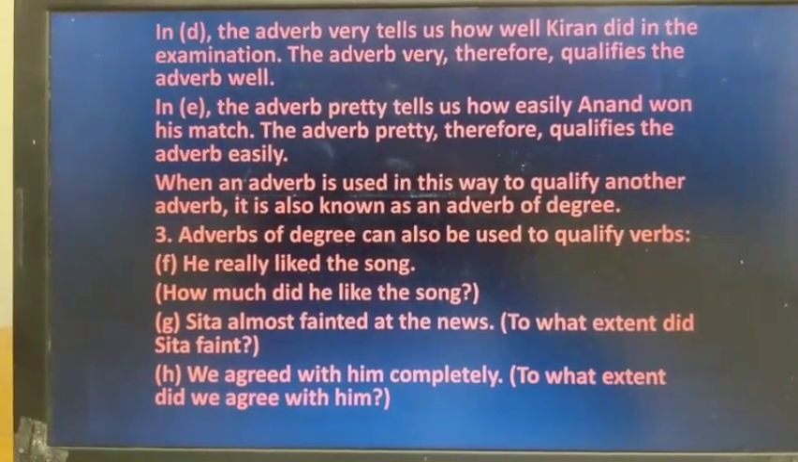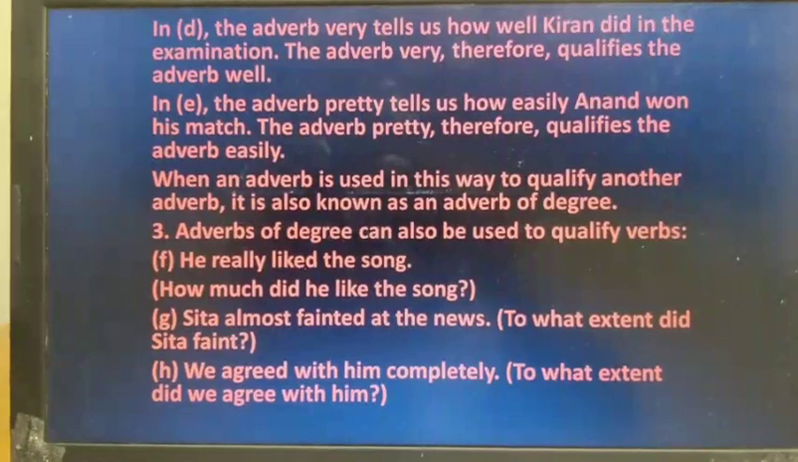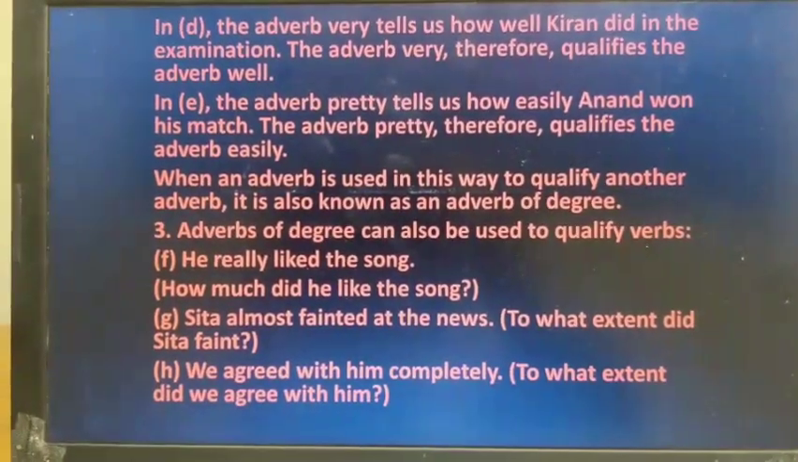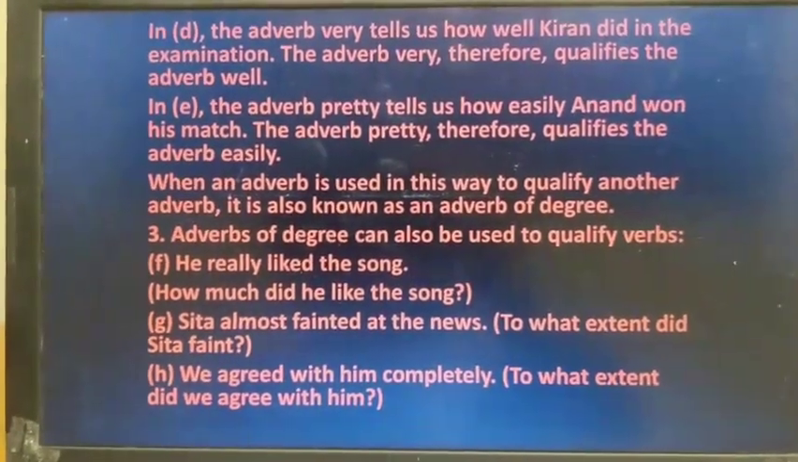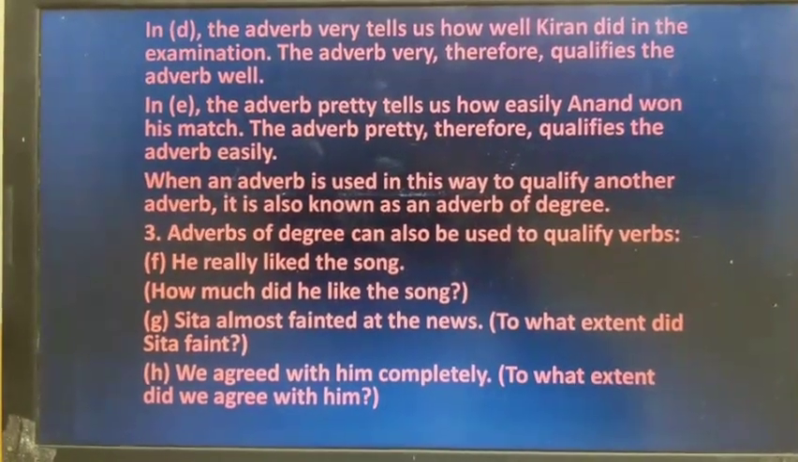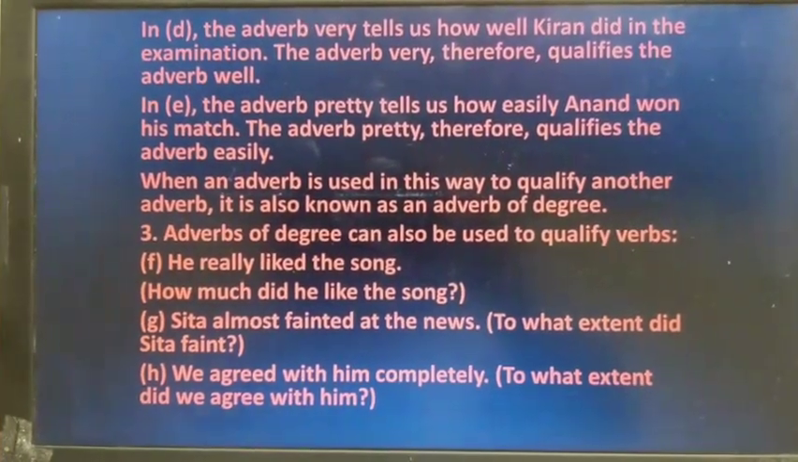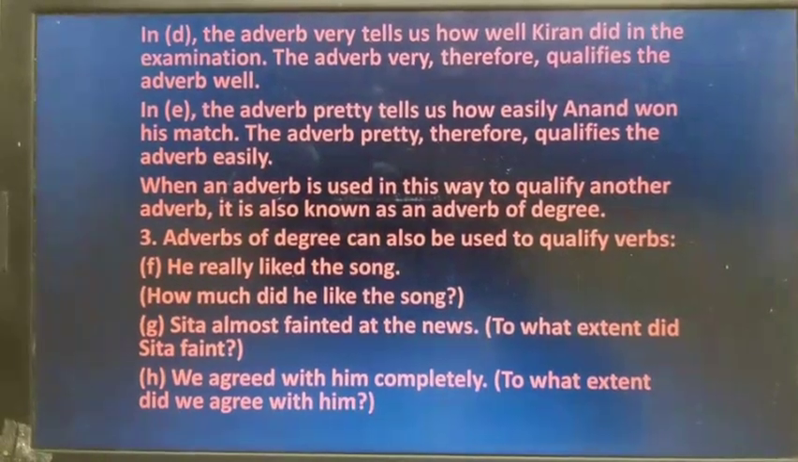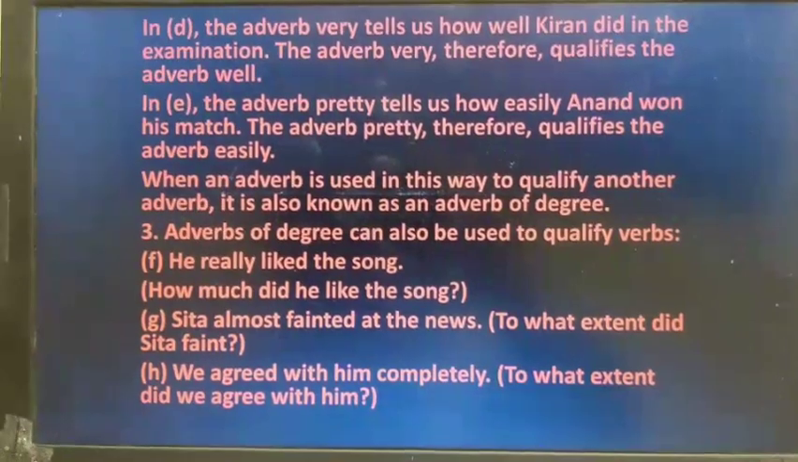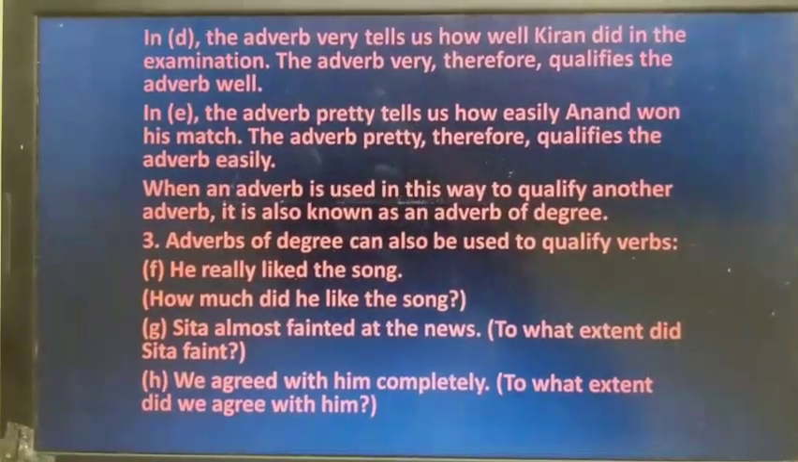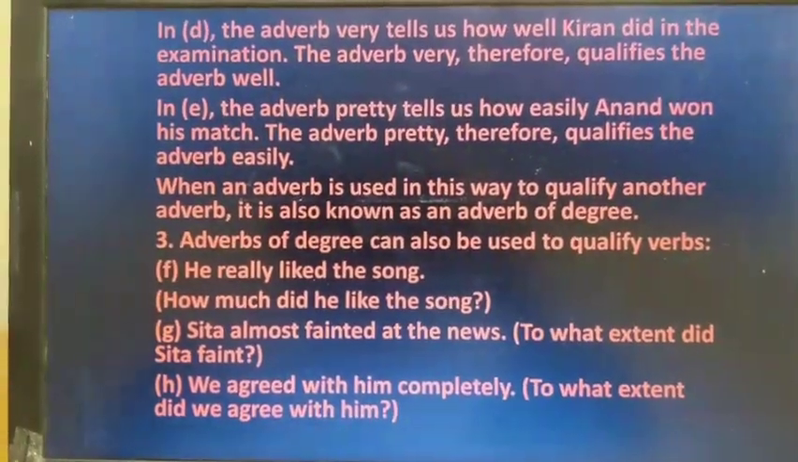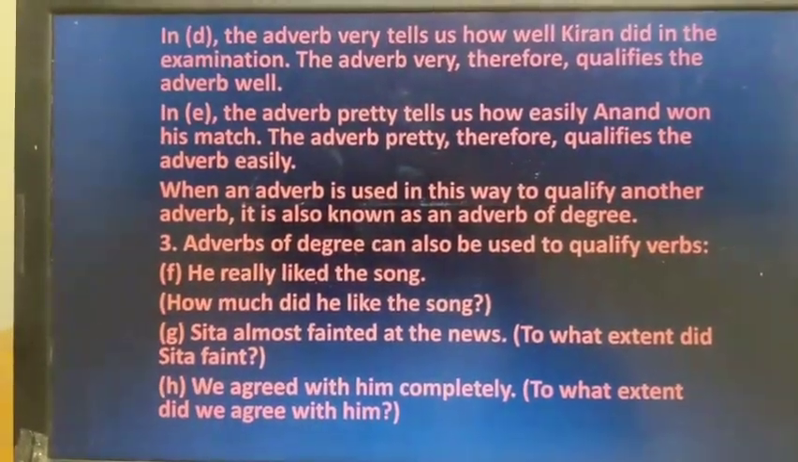So students, it is not necessary that the adverb of degree will be qualifying only adjectives. Over here it is qualifying another adverb. When an adverb is used in this way to qualify another adverb, it is also known as adverb of degree. Adverbs of degree can also be used to qualify verbs. Now children, you all very well know that we have studied about adverb of degree qualifying adjectives, qualifying adverbs. Now they are also qualifying verbs.